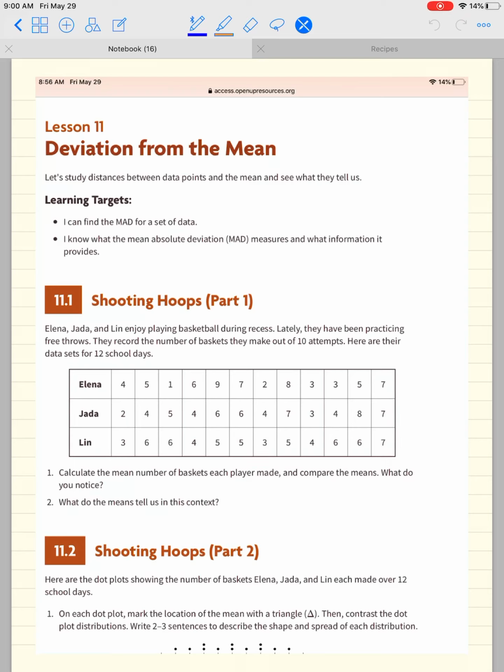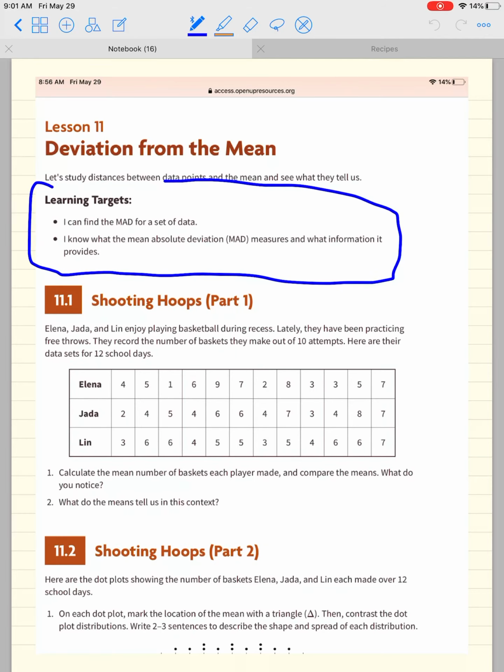Okay. Let's look at our learning targets for lesson 11. We have: I can find the MAD for a set of data, and I know what the mean absolute deviation, MAD, measures and what information it provides. So we've been working a lot with finding the mean, and yesterday we were looking at distances away from the mean. We're going to take that knowledge today and apply it to finding the mean absolute deviation, and you will find out in this lesson what that means.